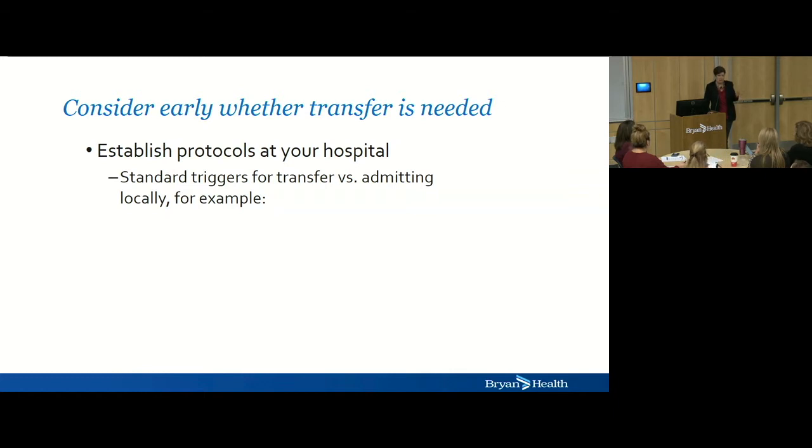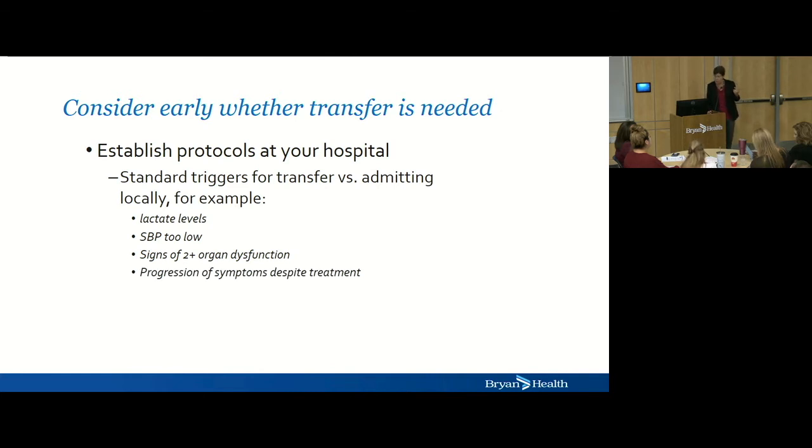Are they going to turn? Are they going to go downhill, or is this something we can manage here? That's a tough question in some patients to really ask. So a lot of places have started to develop triggers or things to identify whether this patient is able to be handled in your facility or not. Some of them include what's the lactate level, what's the blood pressure, are there signs of organ dysfunction, is it just one or is it two or more? We're treating them, but they're still not getting better, and the fluid bolus had no effect.